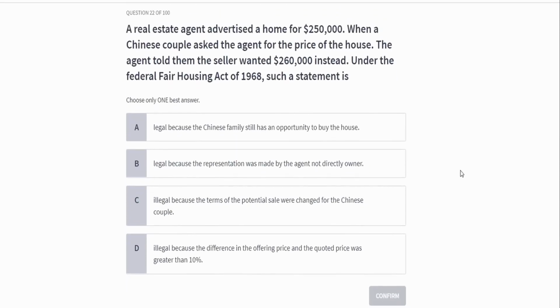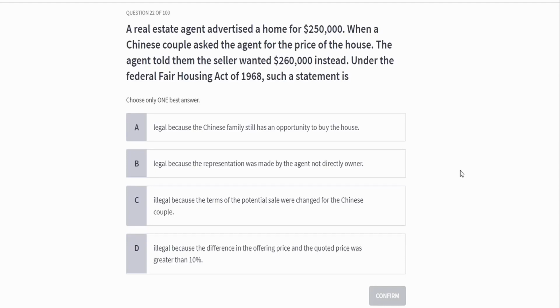So a real estate agent advertised a home for $250,000. When a Chinese couple asked the agent for the price of the house, the agent told them the seller wanted $260,000 instead. Under the Federal Fair Housing Act of 1968, such a statement is, and there's four options.